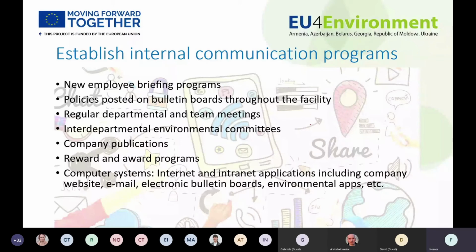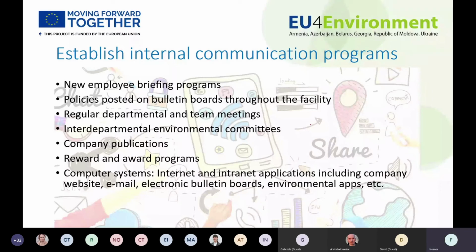Yes, this will have to include, as already mentioned, a briefing program for new employees. This will have to include the environmental policy. This will include regular departmental and team meetings for constant repetition of the information to facilitate learning. This will also include company publications. Maybe in the annual business report, there can be a reference to environmental management.